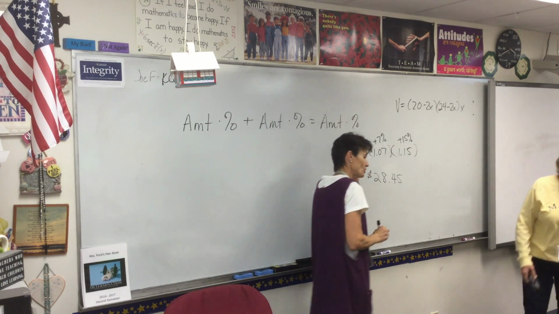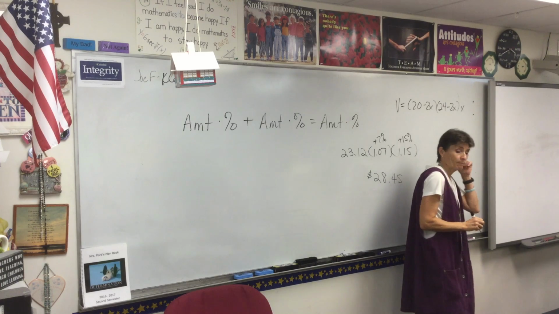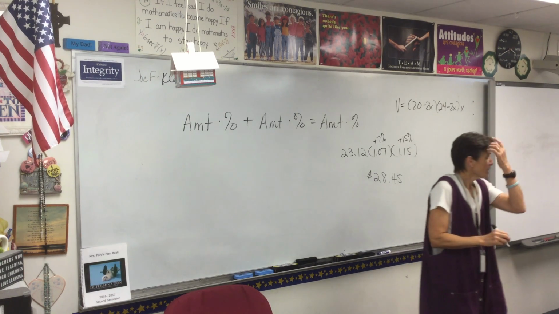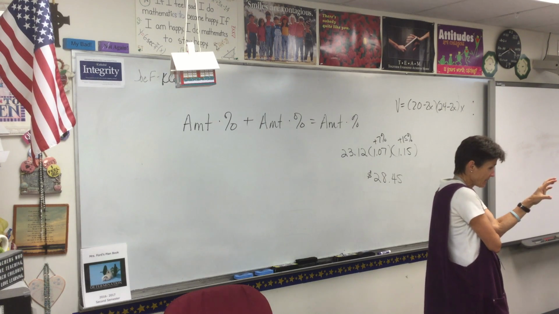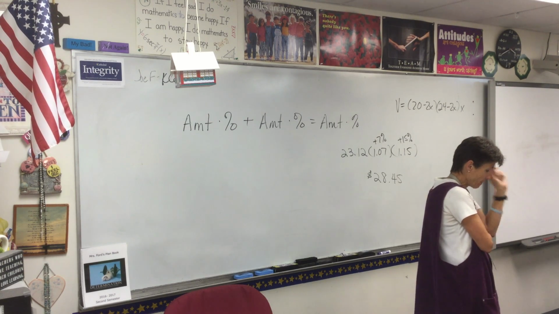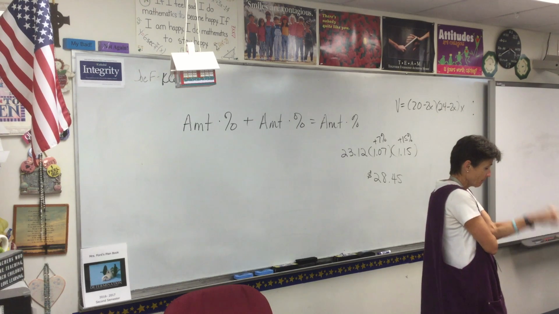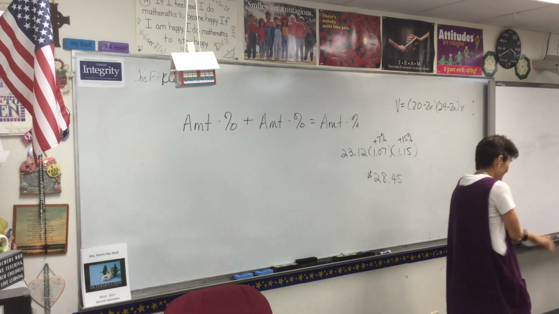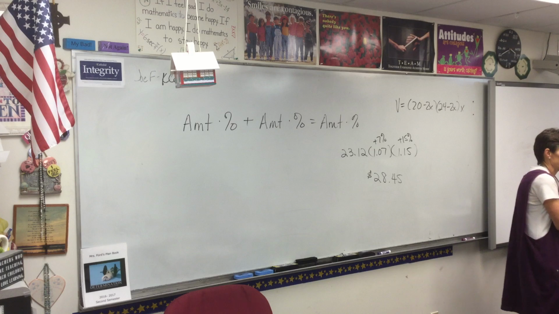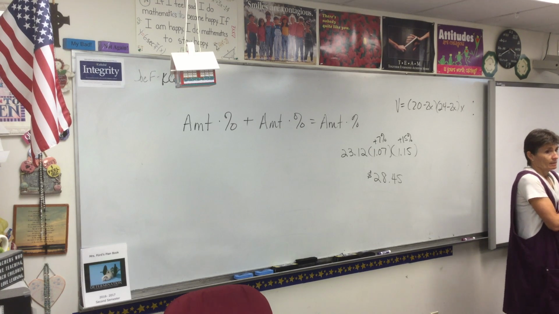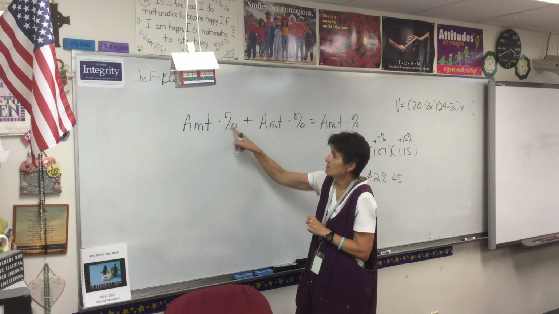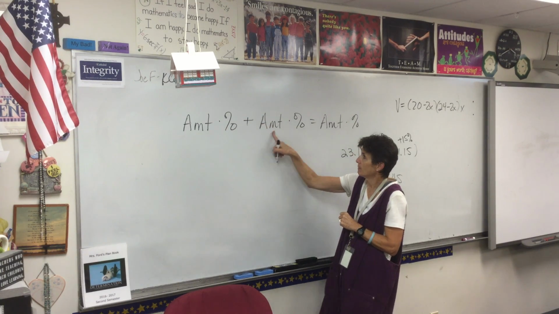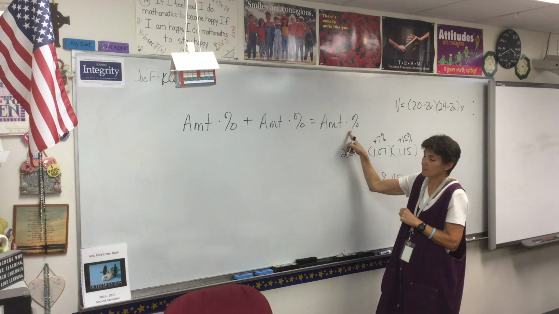But we're going to take amount times percent plus amount times percent, and that's going to equal amount times percent. So here's what I want you to do. I want you to simply write this formula right there in the space. Amount times percent plus amount times percent equals amount times percent. Is that middle one times or plus? They're all times. That's plus.